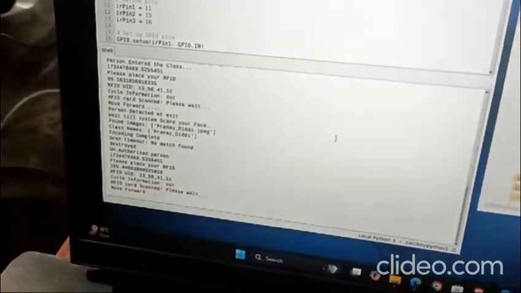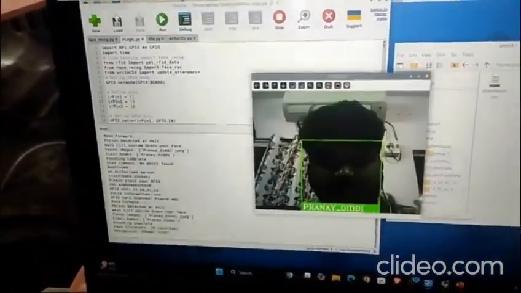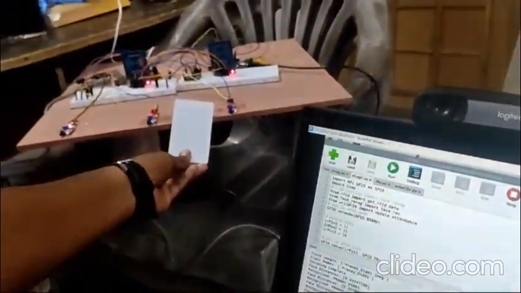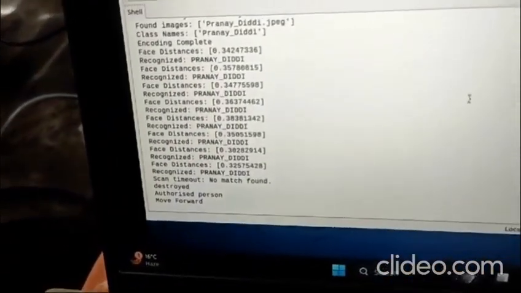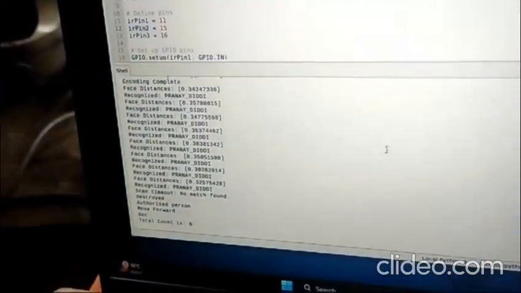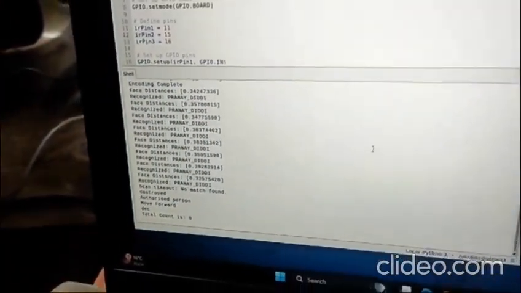RFID 2 is scanned. This is the out cycle. Whenever I pass through IR sensor 3, the system activates facial recognition. You can see that my face is recognized. I'm an authorized person. Whenever the person passes through IR sensor 2, the count is decremented to 0. Prior it was 1, so it's decremented to 0.